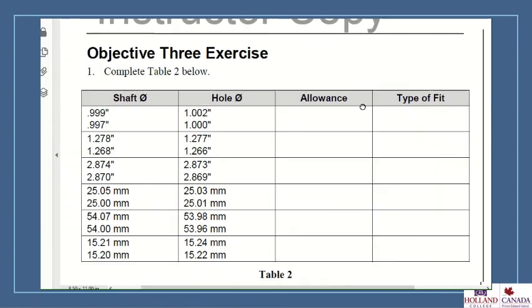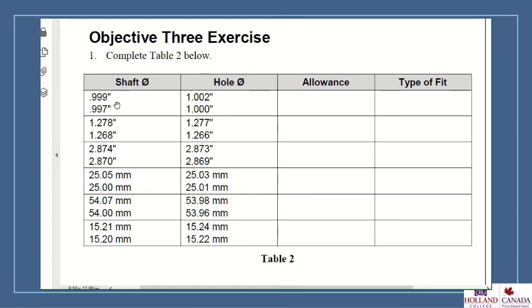So objective number 3, instead of just giving us a basic dimension, they've given us the limits of size. So maximum material condition and least material condition for the shaft, maximum material condition for the hole, and least material condition for the hole. So on the hole, the maximum material condition is when it has the most material still there. So the diameter would be smaller, 1.000. The least material condition is when as much material has been taken away as possible. So the diameter would be 1.002.